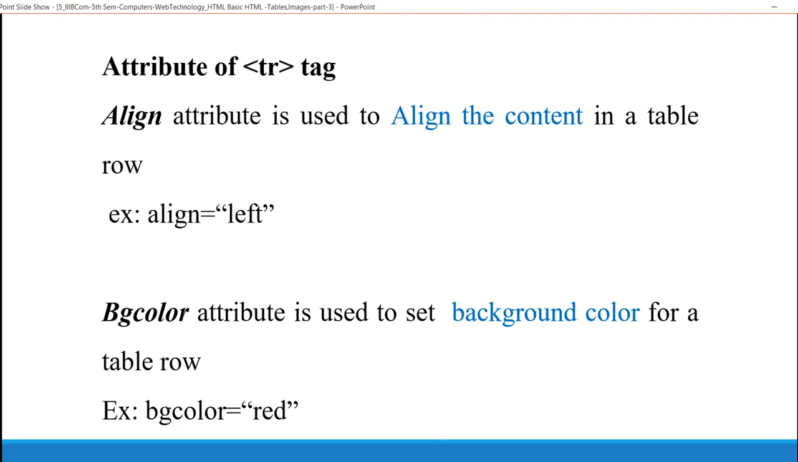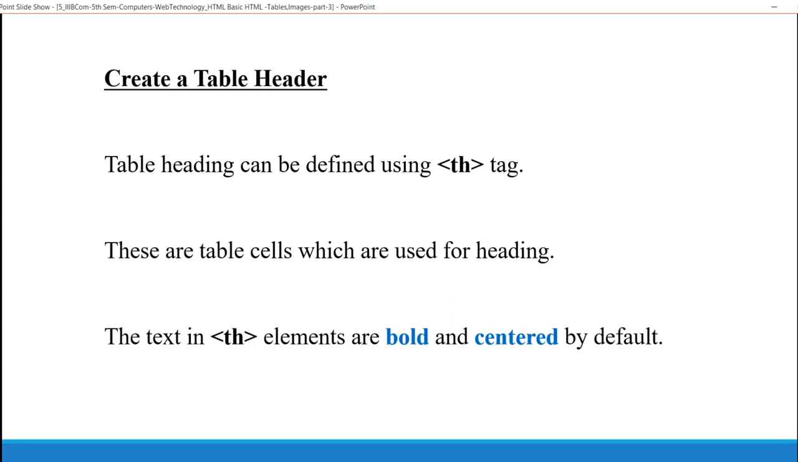If I want to set a color, to highlight any text that is represented in a table, then I use bgcolor. Bg means background color. It provides the color for the entire row. For example, I have taken red for row 1. Then row 1 appears with red color. I aligned it left. Then the content in row 1 is left aligned. These are the attributes of tr.